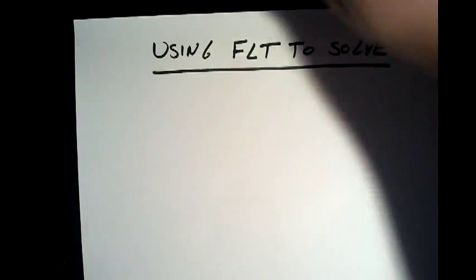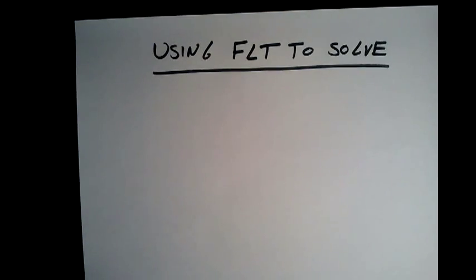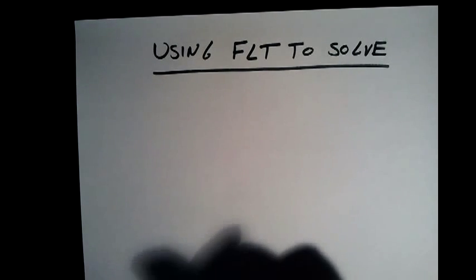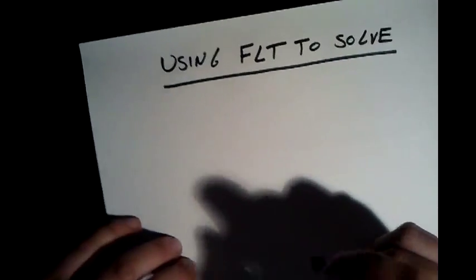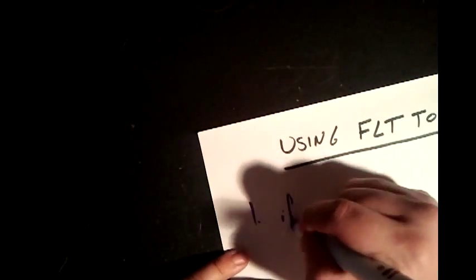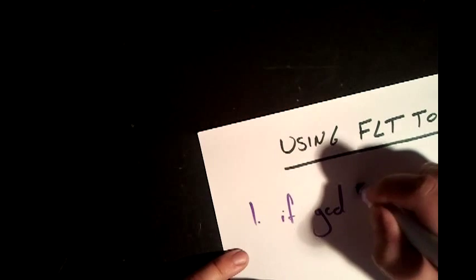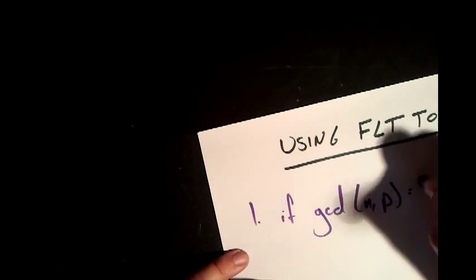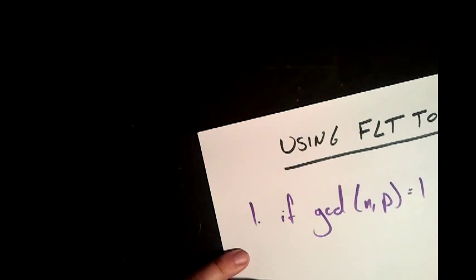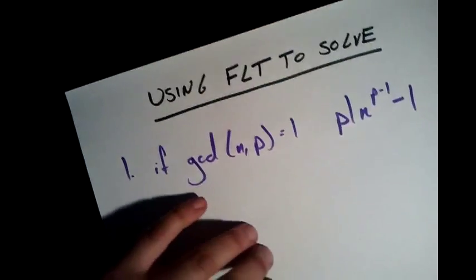So what is Fermat's little theorem good for? We're going to solve two problems using Fermat's little theorem. The first problem is the easier one. We're going to prove that if the greatest common divisor of n and p equals 1, then p divides n to the power p minus 1, minus 1.